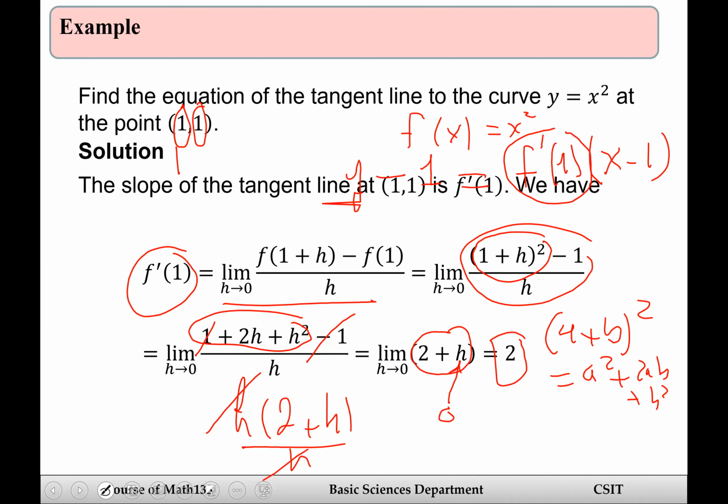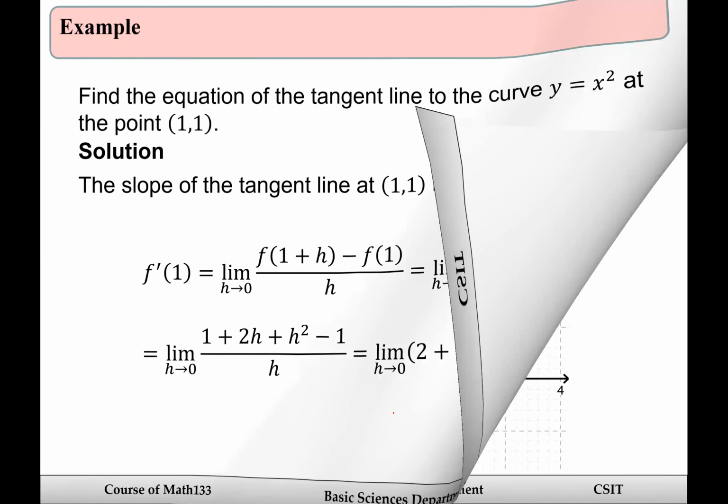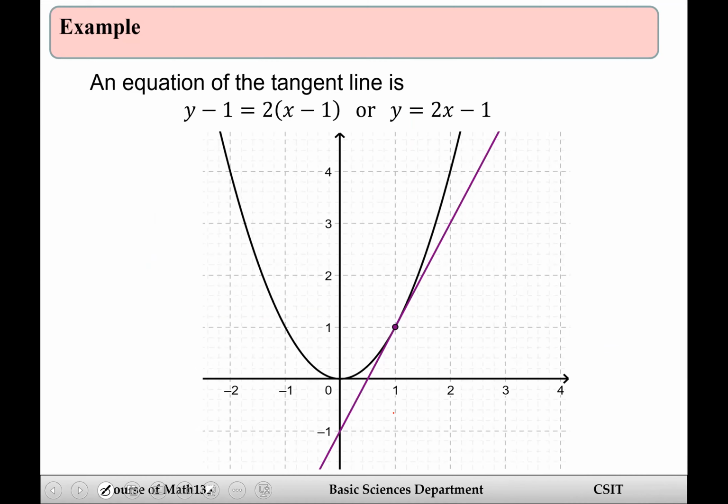Now you can write here the equation of the tangent line, as I wrote it before. This is the equation of the tangent line, y minus 1 equal to the derivative of f at 1 times x minus 1, or you can simply write it in the slope-intercept form by doing some computation. And here is the graph. You see that we have the graph of x squared like that, and the tangent line, which is this one. So this is the tangent line.